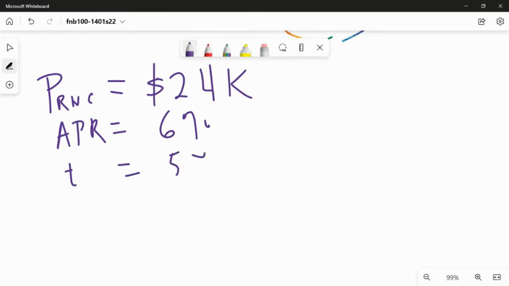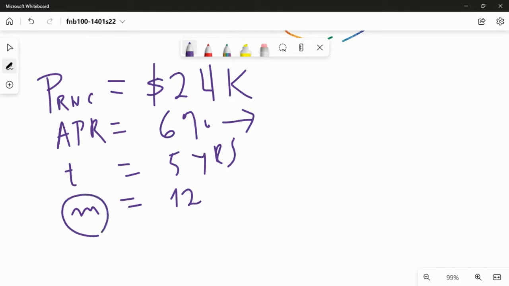Time, 5 years, which means compounding frequency is monthly, because we are making monthly payments. Because of that, we all know, 6% divided by 12 is 0.5%. One quick way to think about it: if APR is 12%, then monthly rate will be 1%. But APR is 6%, which is half of 12%, so the monthly rate should be half of 1%. Now, 5 years, so the total number of compounding periods is, of course, 60.